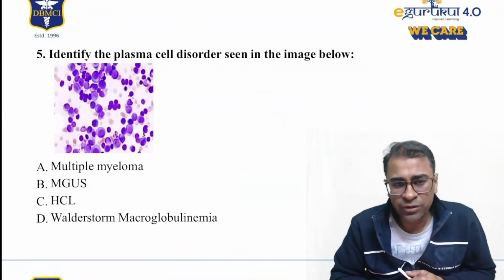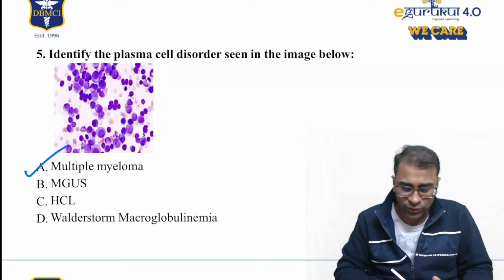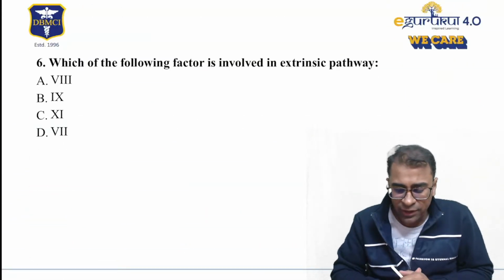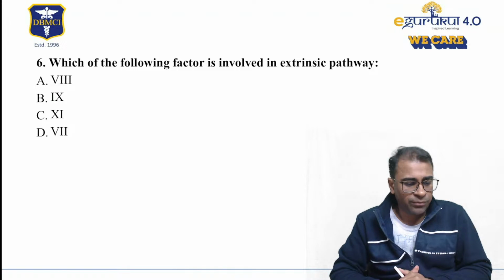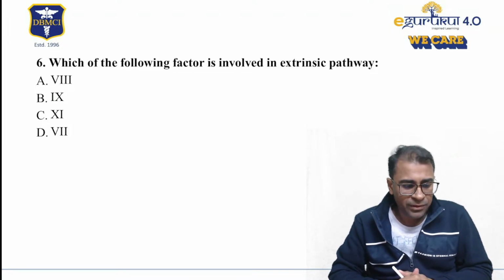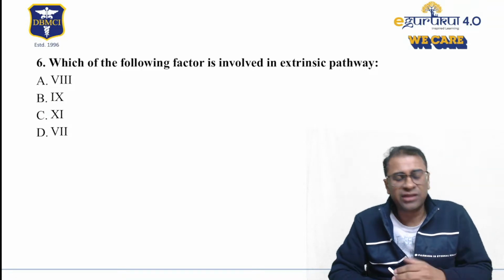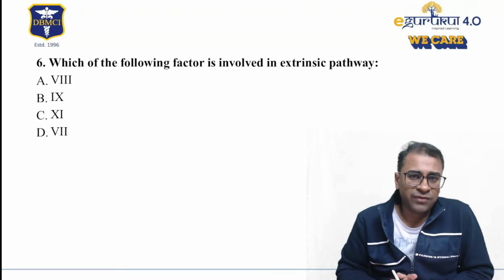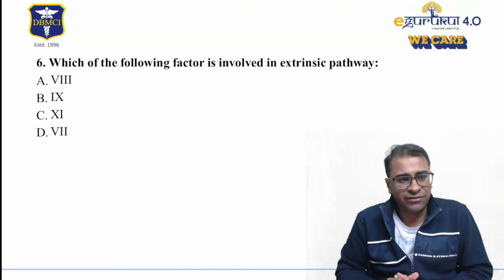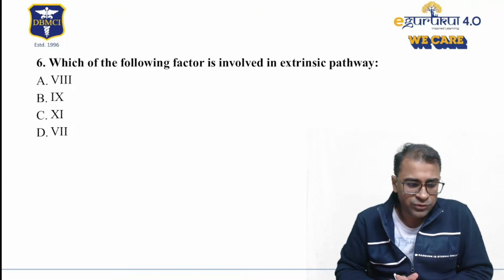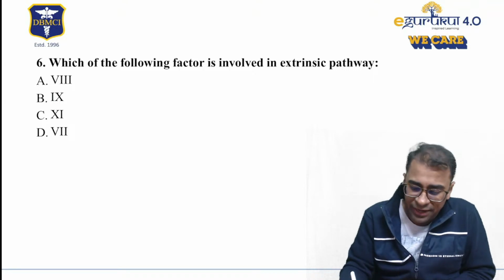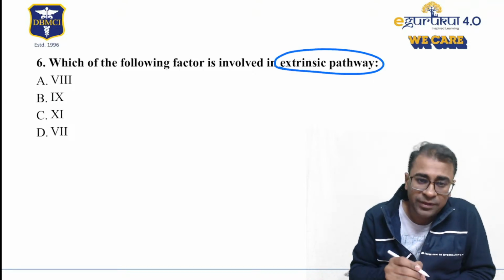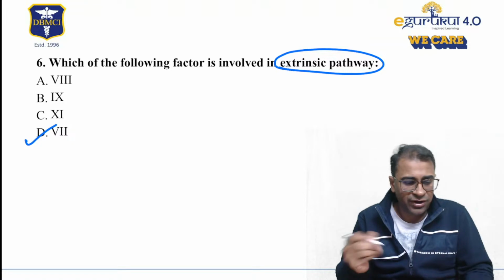Which is this disorder? It's surely multiple myeloma. Simple question, leave this one. The following is involved in the extrinsic pathway, tell me. Crigler-Najjar is very severe. That's one of the better answers. Crigler-Najjar is very severe, especially type 1 is very severe and type 2 is less severe. Gilbert is not so severe. So the answer: in the extrinsic pathway, it is factor 7. Yes, very good.